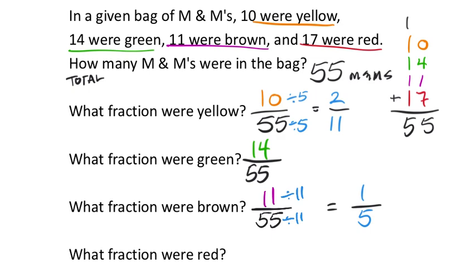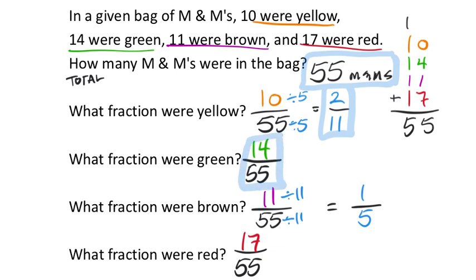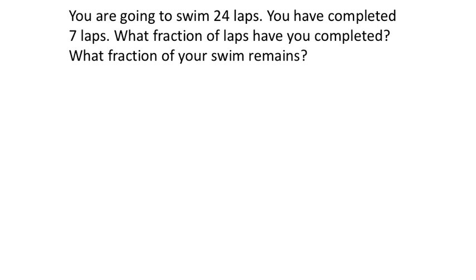And then finally, we've come to red. Well, there's still 55 M&Ms in the bag, but only 17 of them were red. And yeah, 17 is prime, and 55 is not a multiple of 17, so that one is simplified as well. Okay, so that gives us these four answers. We had the 55 M&Ms, 2 11ths were yellow, 14 55ths were green, 1 5th were brown, and 17 55ths were red.